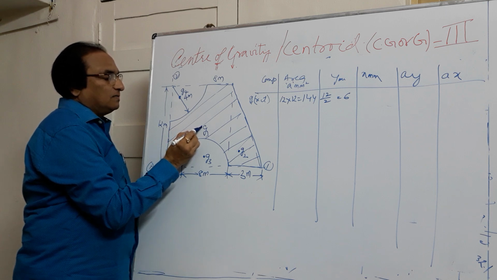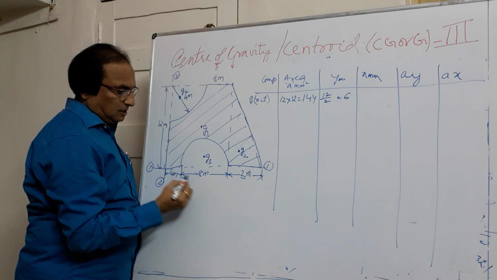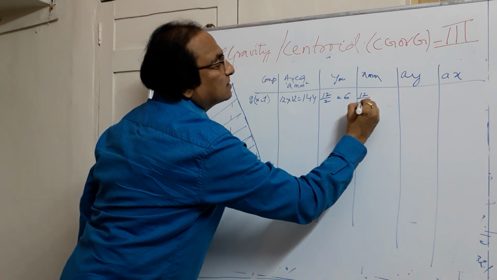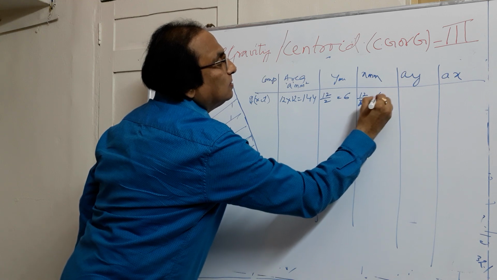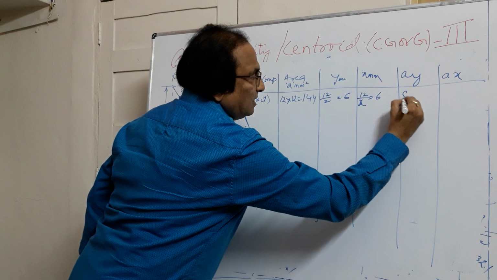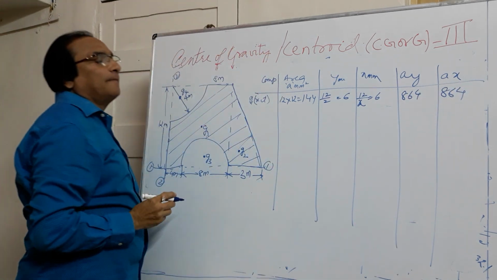Again I need the distance of the centroid from 2-2. The total width of the rectangle is 6 plus 6, 12. Half of that will be 6. So x is 12 by 2 is equal to 6 mm. You know A, you know y. If you multiply this, you get 864, and 864.